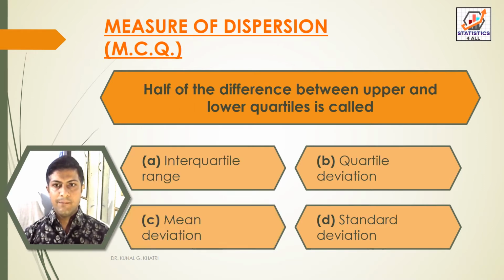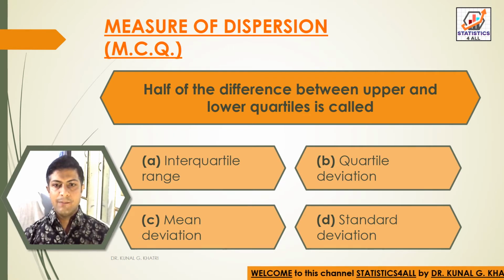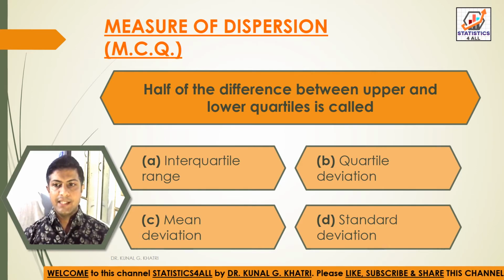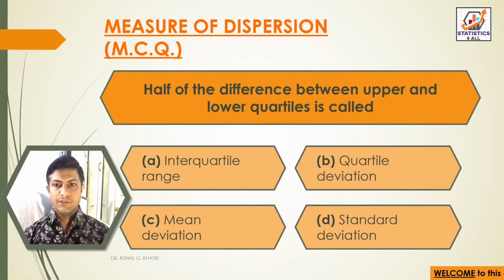Next question, half of the difference between upper and lower quartiles is called option A interquartile range, option B quartile deviation, option C mean deviation, option D standard deviation. So here we have answer option B quartile deviation. Half of the difference between upper and lower quartiles is called quartile deviation.